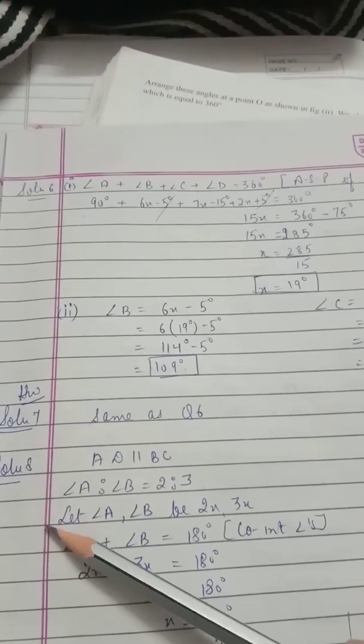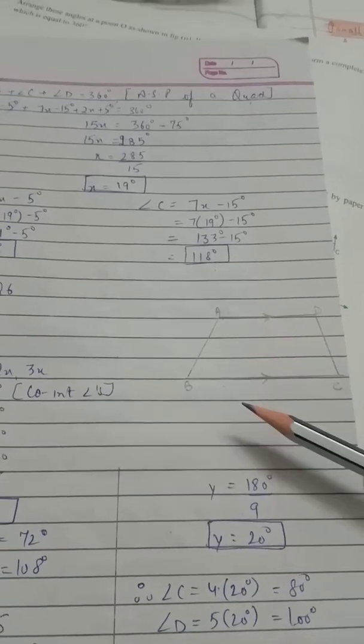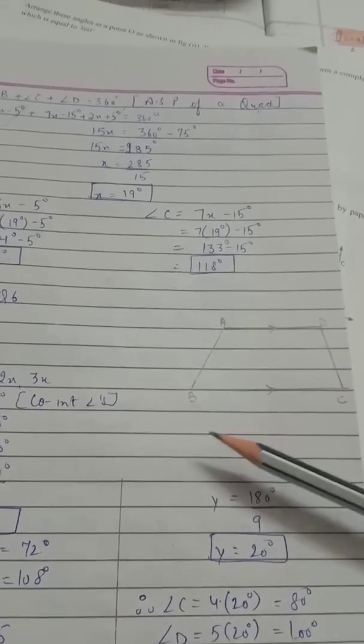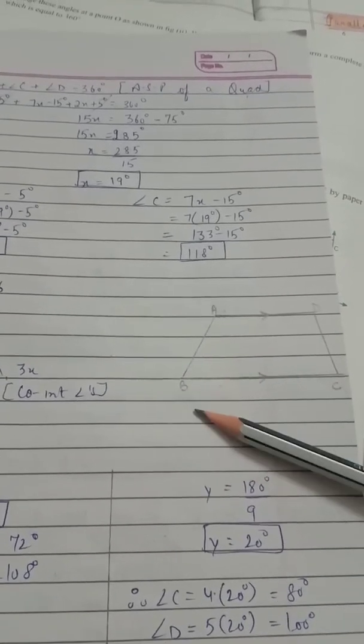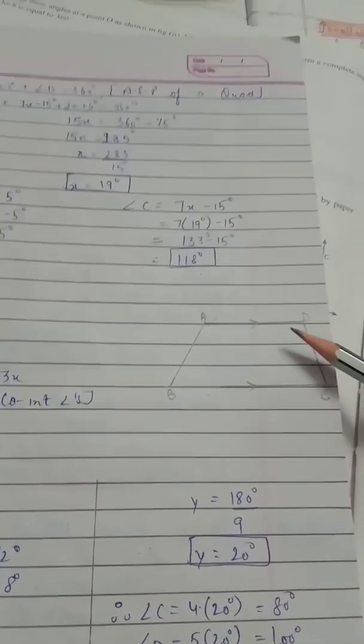Now moving on to question number 8. The figure is not given, so we'll draw it. They have given that AD is parallel to BC. The ratio between angle A and angle B is given separately, and angle C and angle D is given separately. You have to find all the angles.